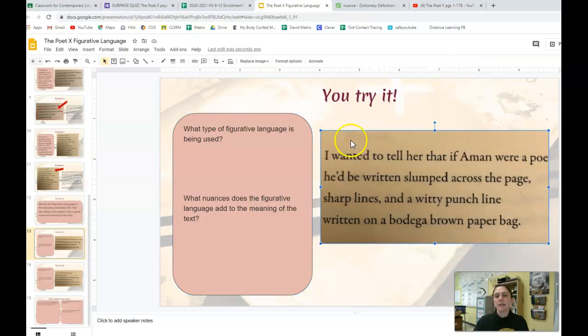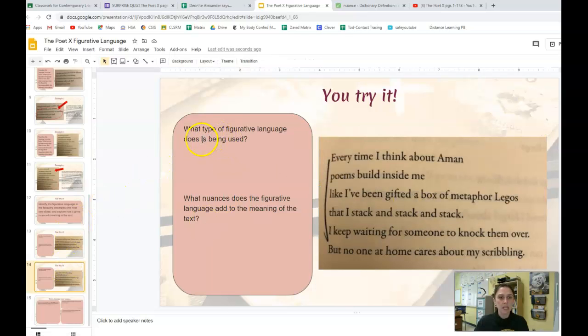This passage says, I wanted to tell her that if Aman were a poet, or a poem, should I say poem, sorry I got cut off, he'd be written slumped across the page, sharp lines and a witty punchline written on a bodega brown paper bag.